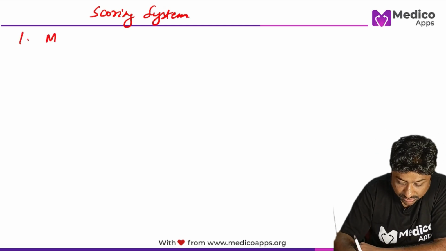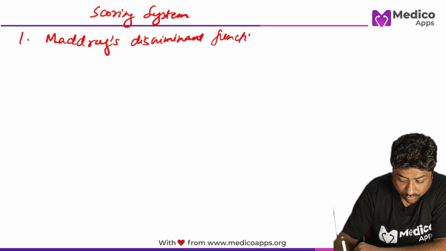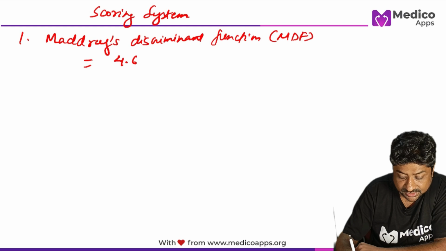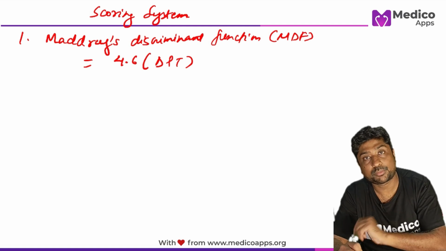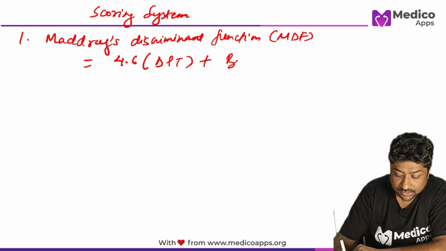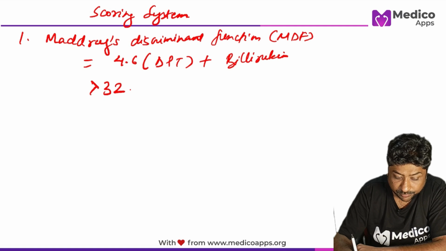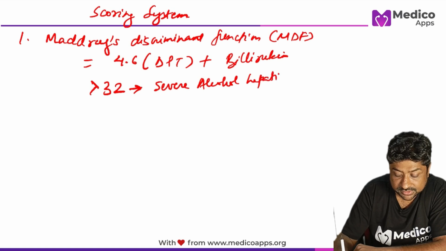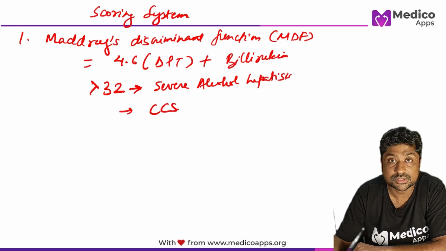The first scoring system is Maddrey's discriminant function, also called MDF. We don't have to know the formula for it, but it is 4.6 times the difference in the prothrombin time, which is the patient's prothrombin time minus the normal prothrombin time, plus the bilirubin level. The main thing is that if it is more than 32, this indicates severe alcoholic hepatitis and the patient should be given corticosteroids in these cases. Okay, so this is the first scoring system.